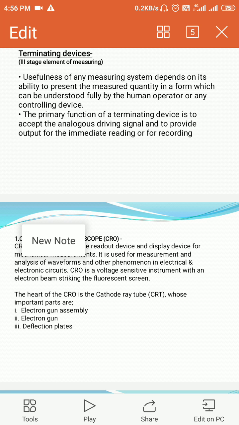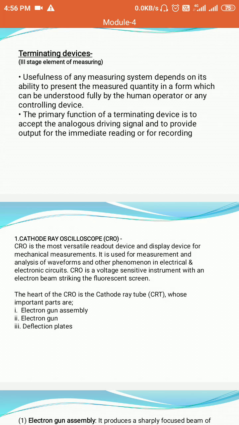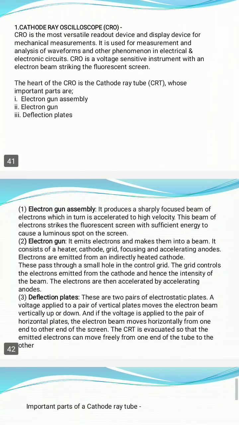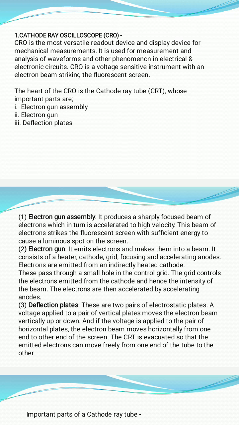Terminating devices are the elements of the measurement systems which display the readings for the observer. They display the readings in analog or digital form, correct? Now these terminating devices are of different types. The most important terminating device that we are going to study today is the cathode ray oscilloscope. Cathode ray oscilloscope means it is a device used for the monitors of computers, televisions, etc.